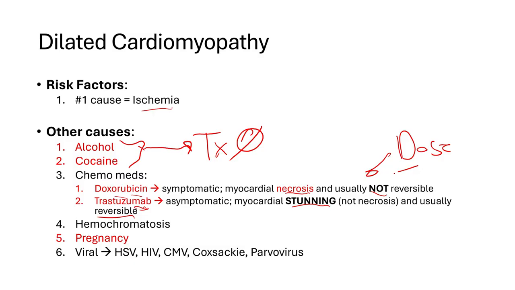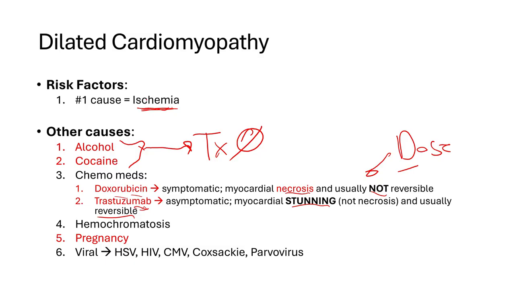Now, the reason why I'm highlighting the ones in red is because these are typically higher yield and are tested on test day. Notice how alcohol and cocaine have a different treatment modality. Doxorubicin and trastuzumab can be easily compared to one another. And then, of course, peripartum cardiomyopathy we'll talk about at the end. This is also important to know when we talk about diagnosis, as we can use the fundamental knowledge that ischemia is the number one cause to define or to see on imaging modality for diagnosis if that is occurring. And we'll talk about this in a few slides.